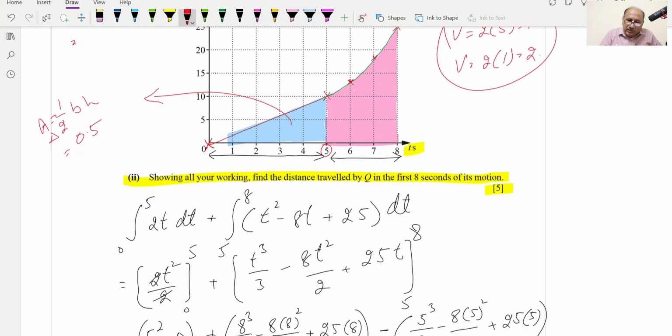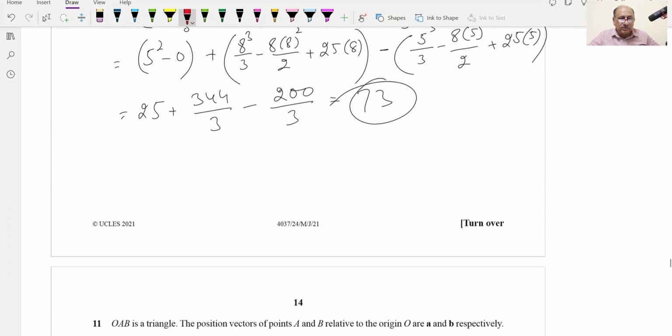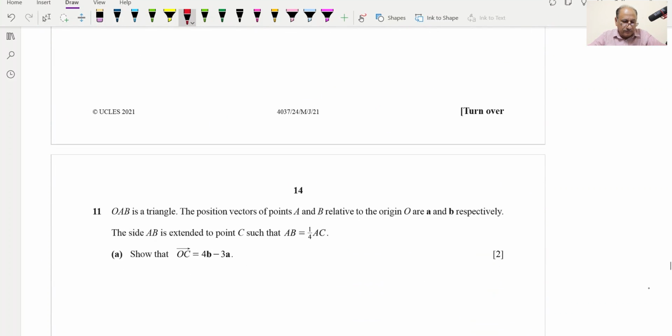0.5 into base is 5 and height is 10, so this will be 50. 0.5 into 50 will be equal to 25. So by this method you can use 25, or you can use integration. I have done both methods.